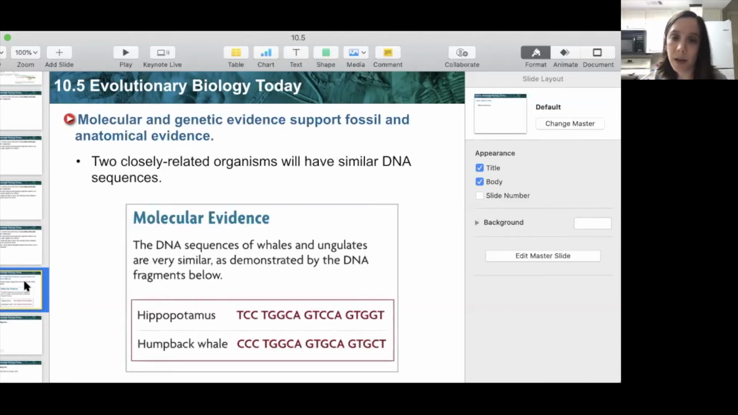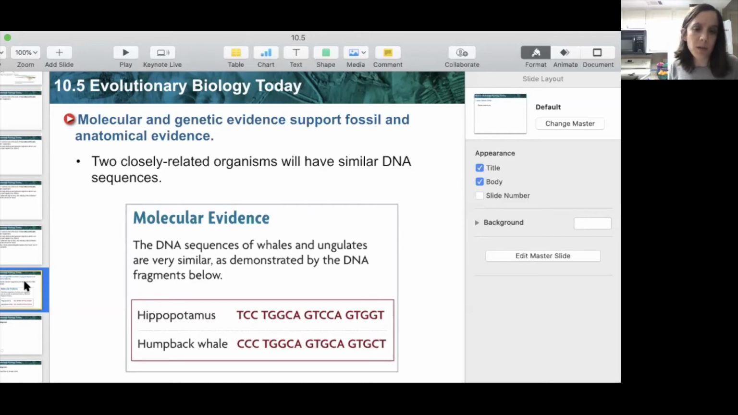So there are things that scientists look at besides fossils to help support the idea of animal change over time. Molecular and genetic evidence support the fossil and anatomical evidence. So the belief is that two closely related organisms will have similar DNA sequences because animals inherit traits from their parents through DNA. And so if over time animals change and adapt and they pass on those traits to their children, that's going to be through DNA.